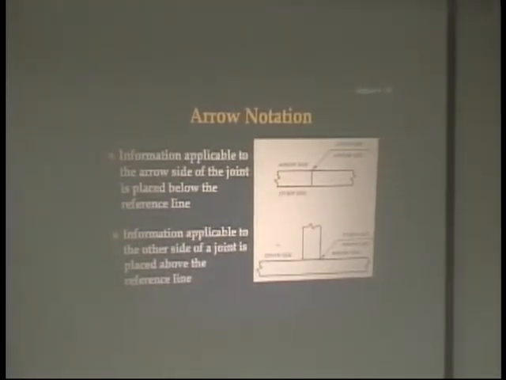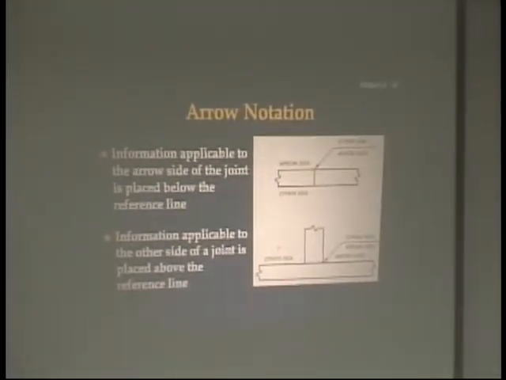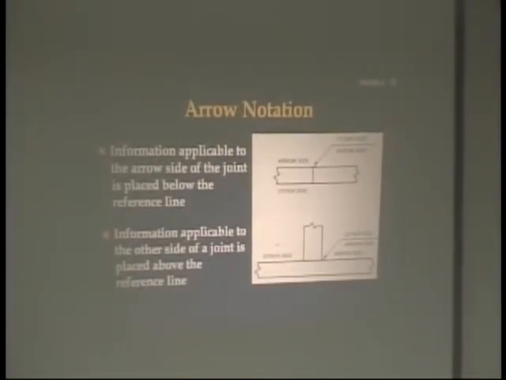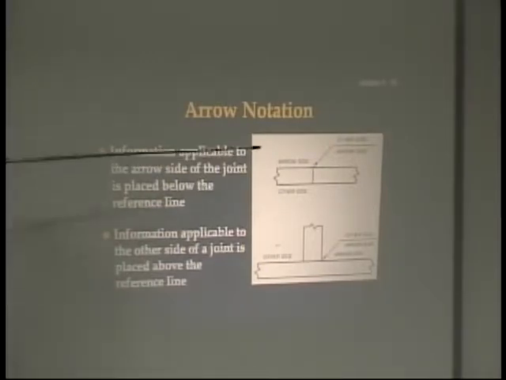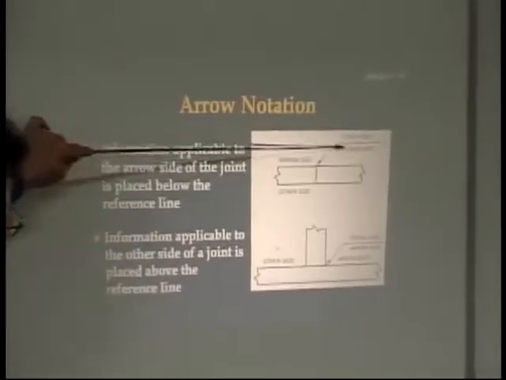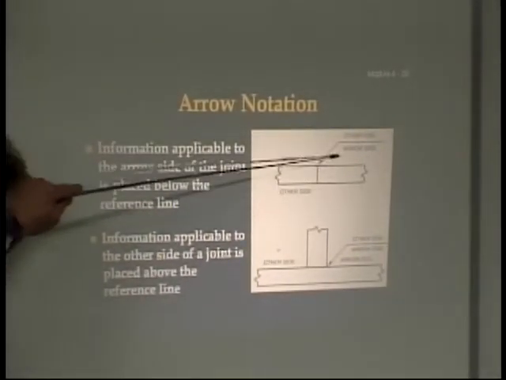Now, in your book on page 1104, figure 30-1 shows those basic elements that I've already drawn on the board. It shows an arrow and a reference line. And remember, these are the two most basic elements that you have to have. Then it shows the other side and the arrow side.